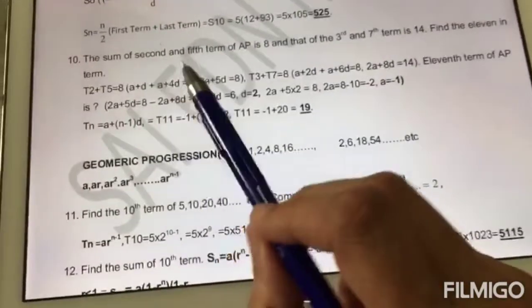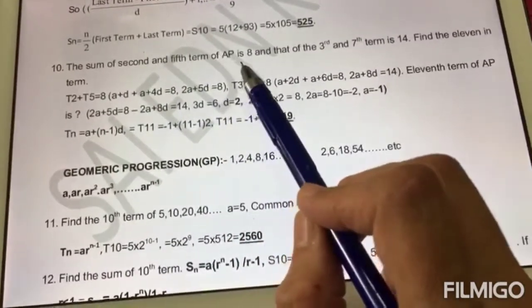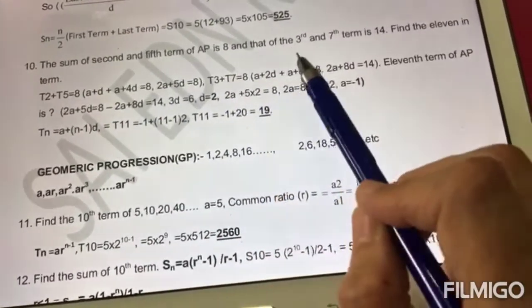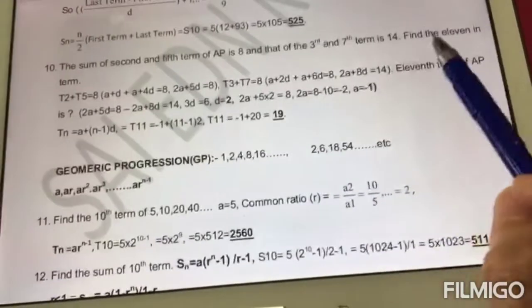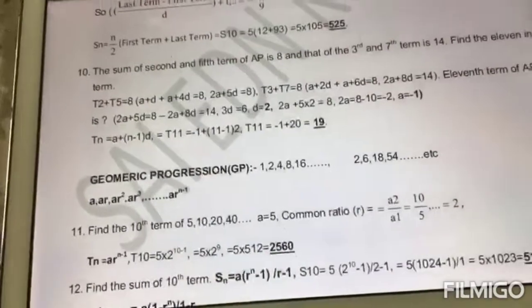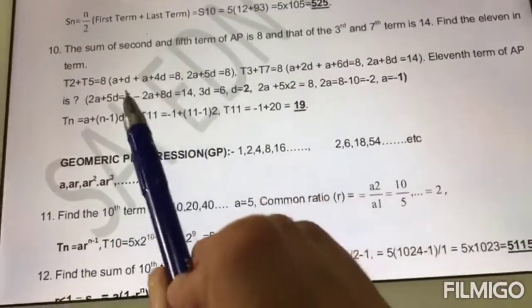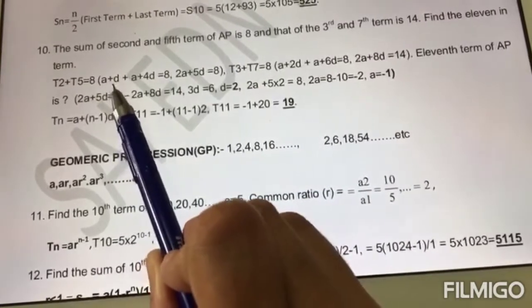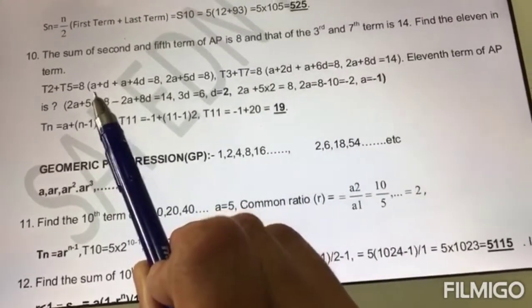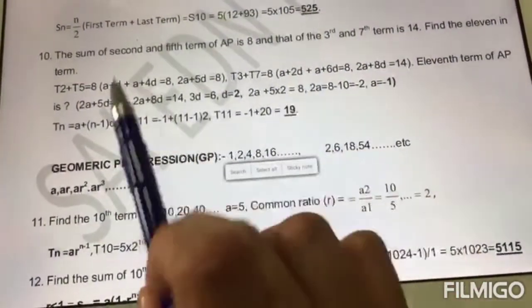Let's take a look. The sum of the second and fifth term of an arithmetic progression is 8, and that of the third and seventh term is 14. Find the 11th term. Okay, so T2 plus T5 is 8, right? And T2 can be written as a plus n minus 1 d. We don't know what a is, that is the first term, so let it be a.